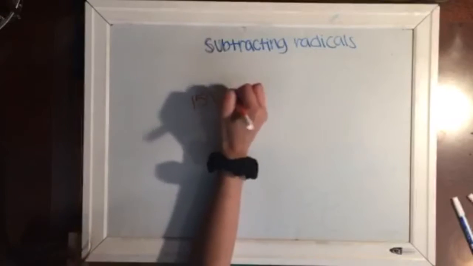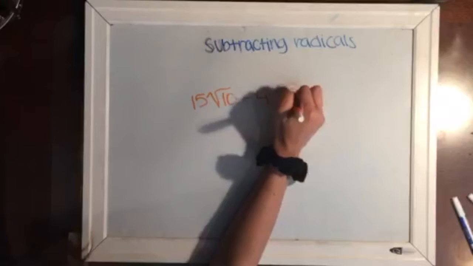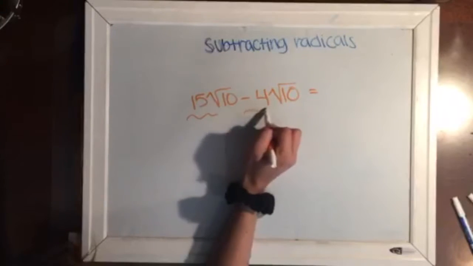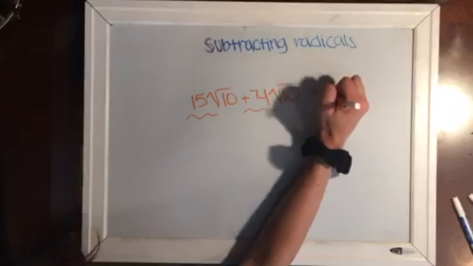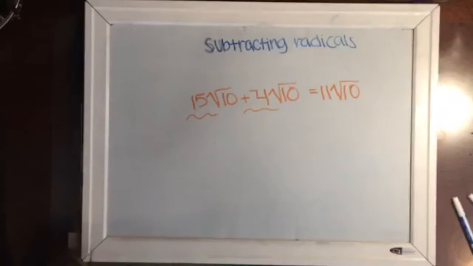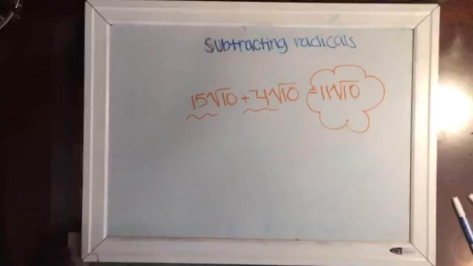So this problem is going to be a little more challenging. We're going to do 15 rad 10 minus 4 rad 10. And just like the last problem, we're going to be subtracting the numbers outside of the radical. So 15 plus negative 4 equals 11, and you carry over the radical, so it would be 11 rad 10.